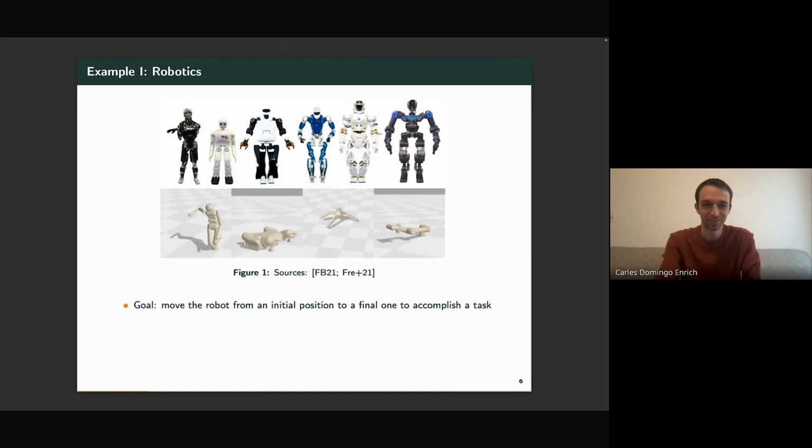So here I'm putting an example of a robot, but maybe that's not very appropriate because none of the examples that we consider in practice are actually physical systems.